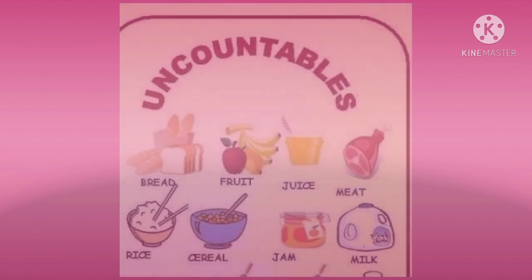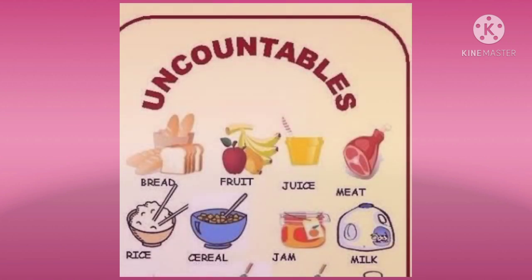Now children, let us move on to uncountable nouns. There are some nouns which are uncountable. For example, water, milk, butter, iron, etc. We cannot count them. That's why they are known as uncountable nouns.